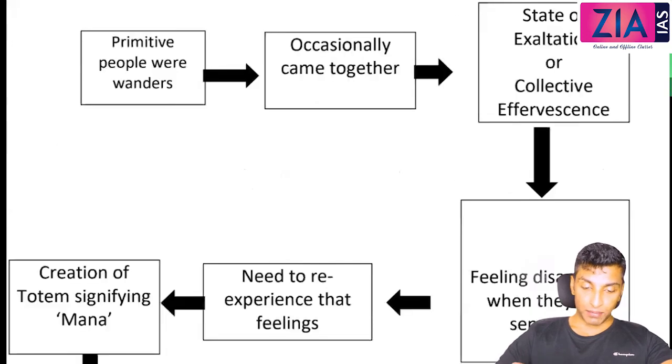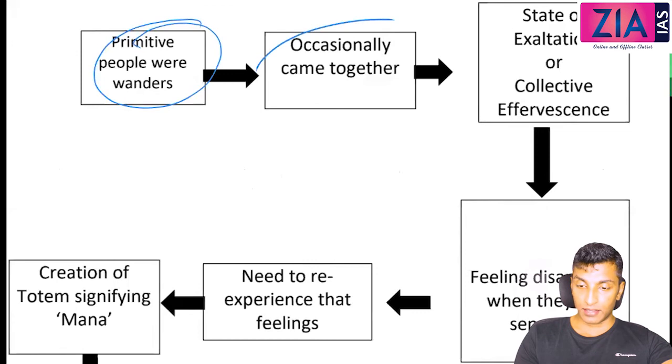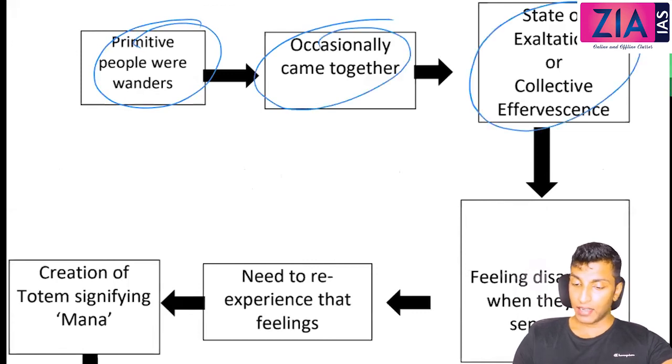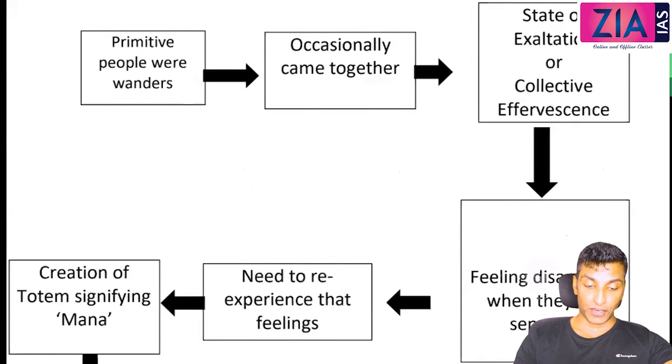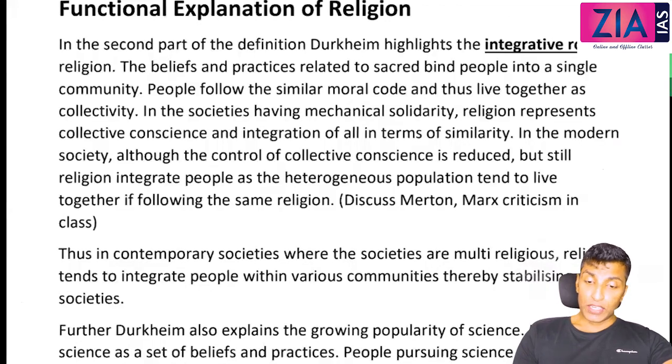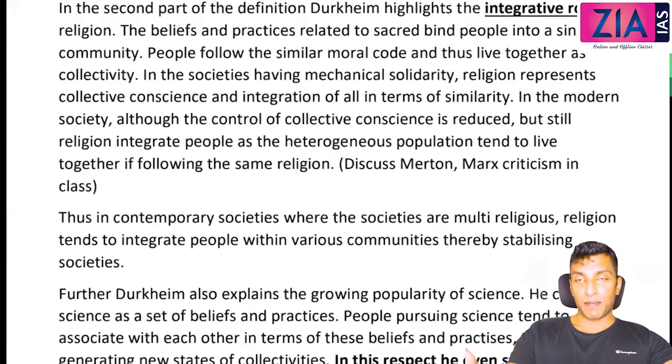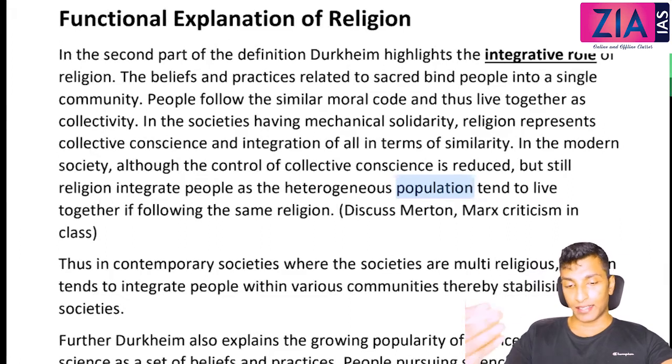So this diagram should be printed in your mind. Primitive people were wanderers. They come together, they celebrate, a state of exaltation. That feeling will disappear when they are separate. They want to re-experience the feeling and they create the totem signifying that supernatural force, and that's the cause of religion. Now, what is the function of religion? If you follow the same beliefs and practices, you will be united under the same community. So that is the function.